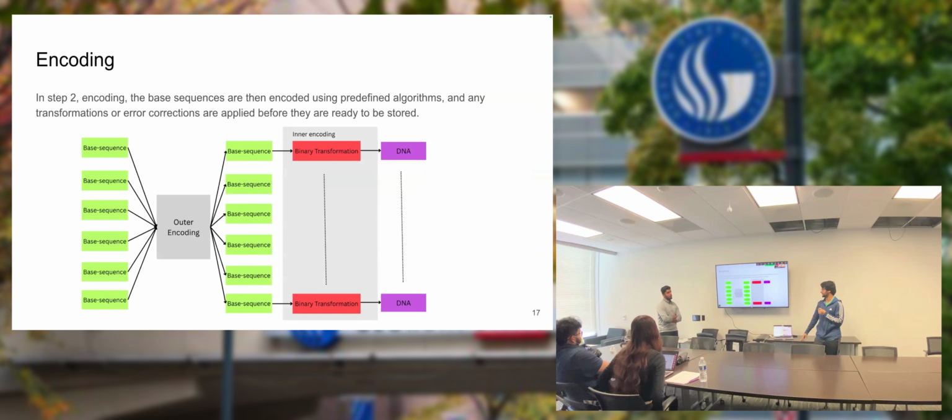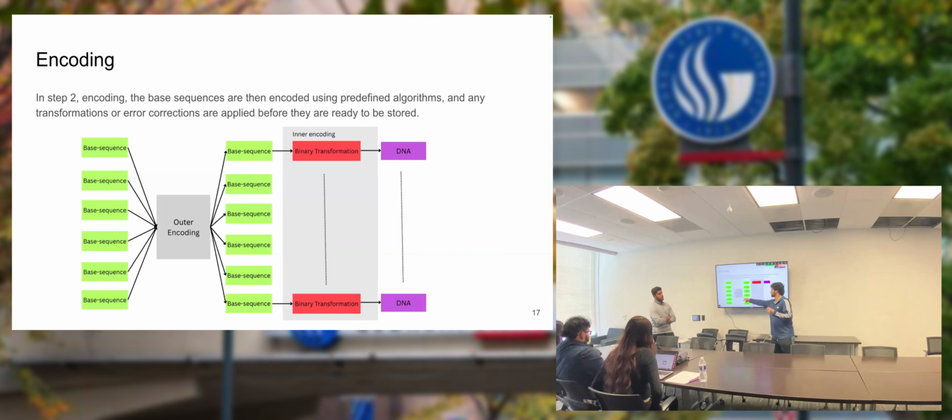And then in the second step, encoding, the base sequences are encoded with the outer encoding using some predefined algorithms, and then any transformations or error corrections are applied before they are ready to be stored in the DNA. So there's outer encoding back to base sequences, then any transformations that need to be made, and then it gets stored into the DNA.